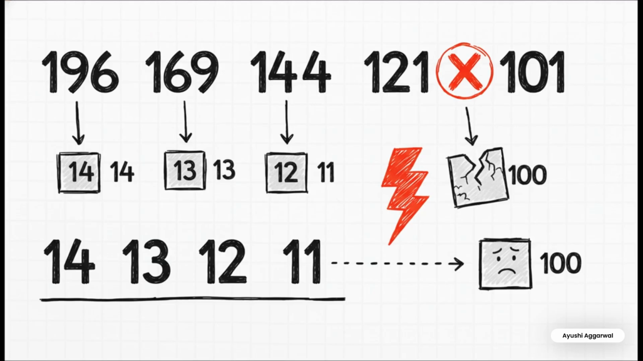The pattern is crystal clear, right? We're just squaring consecutive numbers and going backwards. 14, 13, 12, 11. So what should come after 11? Logically, it has to be 10. And 10 squared is 100. But wait a minute, what does the series have? It has 101. That's the one. That's the number that breaks our beautiful pattern. So 101 is our culprit, the wrong number in the series.